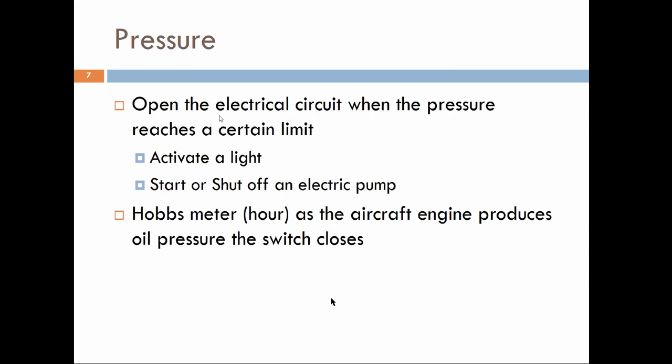Looking at the pressure switch, it could open or close a circuit when I hit a certain pressure. That could activate a light in the cockpit. It could shut off or turn on an electric pump. And again, one of the easiest ones to remember is the Hobbs meter. The aircraft produces oil pressure, the switch closes, and the Hobbs meter counts your hours for your engine.